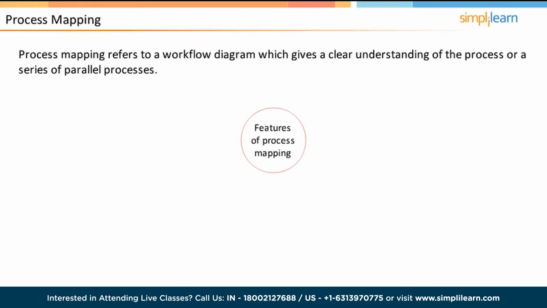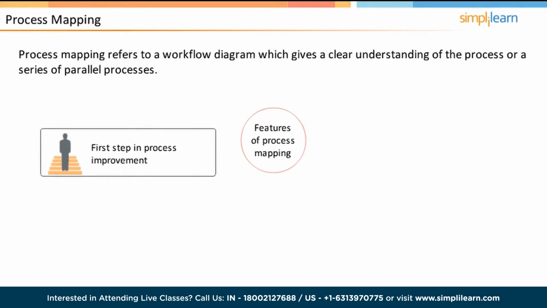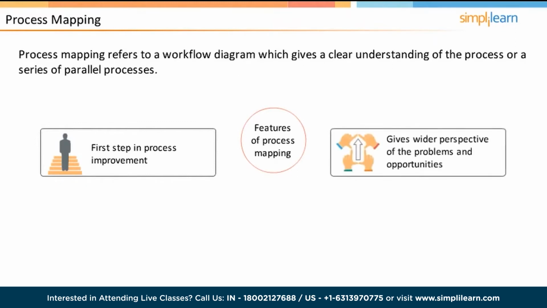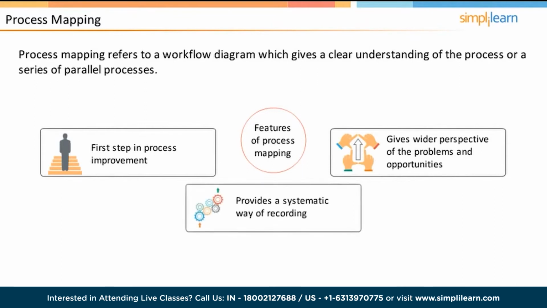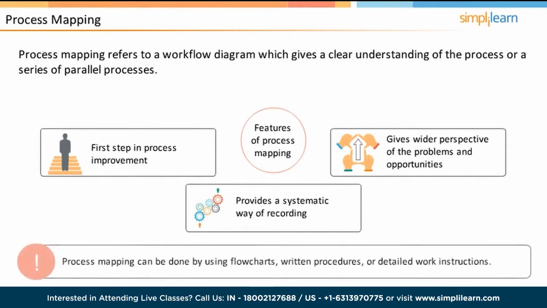The features of process mapping are as follows. Process mapping is usually the first step in process improvement. Process mapping gives a wider perspective of the problems and opportunities for process improvement. It is a systematic way of recording all the activities performed. Process mapping can be done by using any of the methods like flowcharts, written procedures, and detailed work instructions.